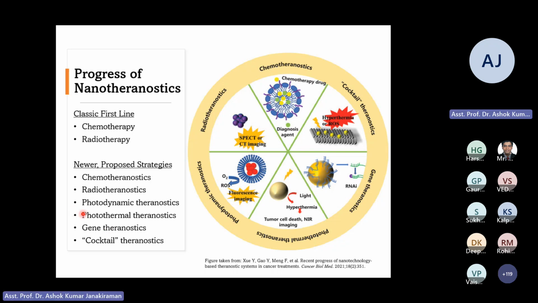Then the third one is photodynamic theranostic. Here we can use a thermal source or fluorescence imaging also. It may convert oxygen to ROS, reactive oxygen species, which may be very useful to kill cancer cells. Once the oxygen is converted to ROS, that may kill the cancer cell. Then the next one is photothermal.